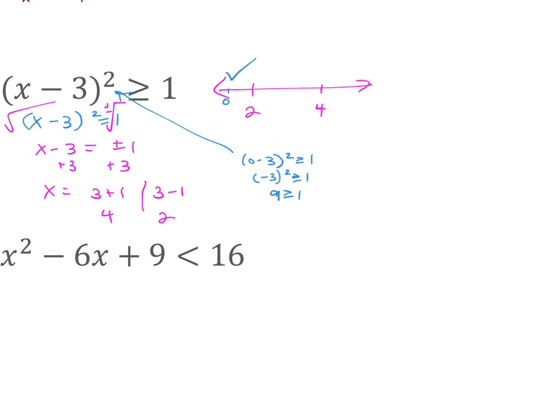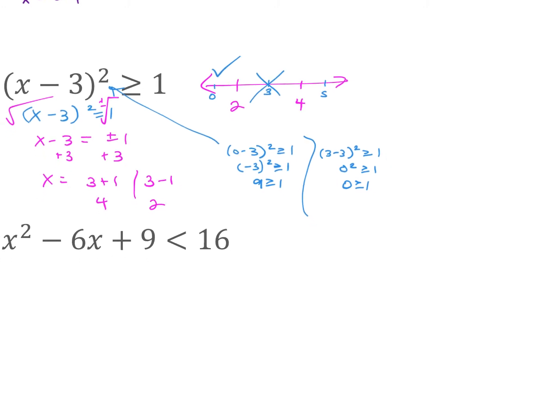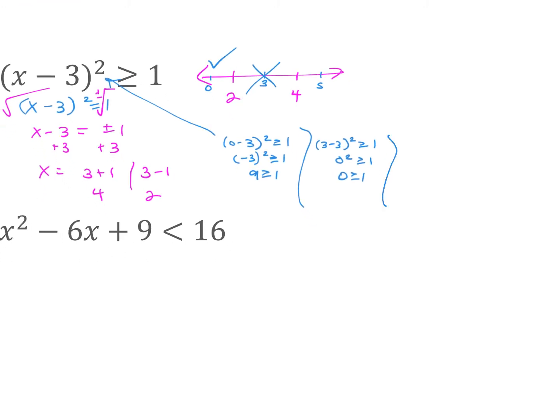Again, it's usually every other, so we're assuming the next one doesn't work, but the one on the right will, but we're going to test it out anyways. 3 minus 3 squared greater than or equal to 1. 0 squared greater than or equal to 1. 0 is not greater than or equal to 1. And then plug in 1 from the right of 4. 5 minus 3 squared greater than or equal to 1. 2 squared. 4 is greater than or equal to 1. So there it works again.